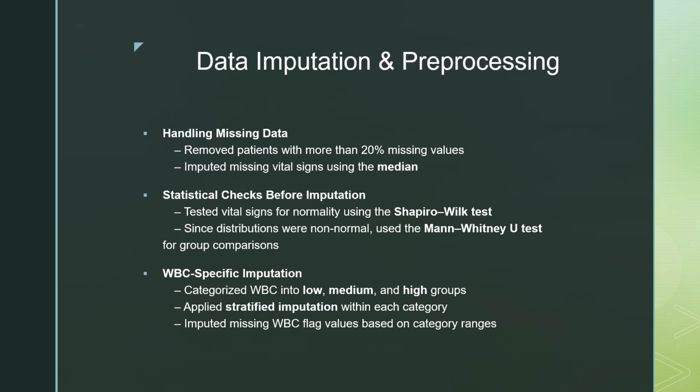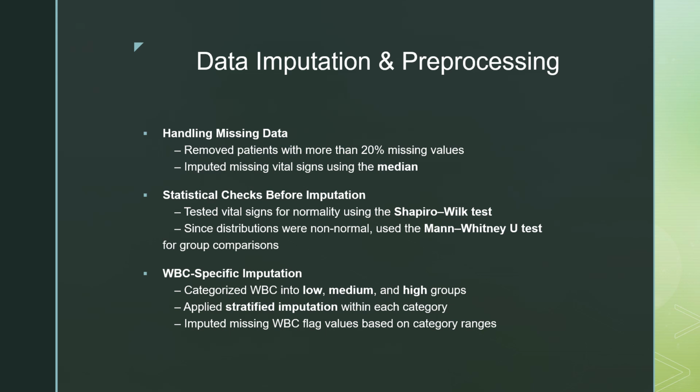I then checked the normality of each variable using the Shapiro-Wilk test. And since most of the distributions were non-normal, I had to use the Mann-Whitney test for statistical comparisons. For missing vital sign values, I used median imputation, which is appropriate for skewed clinical data.